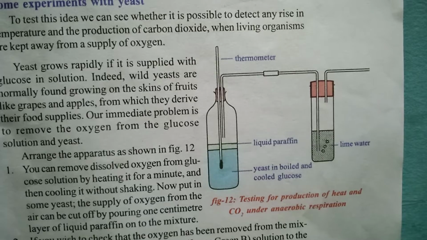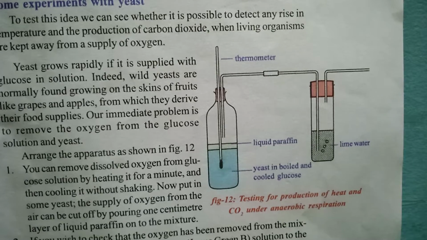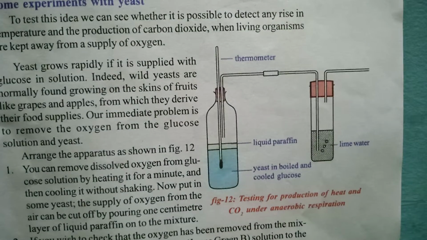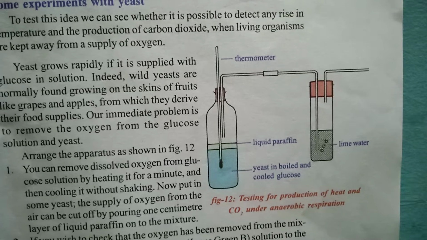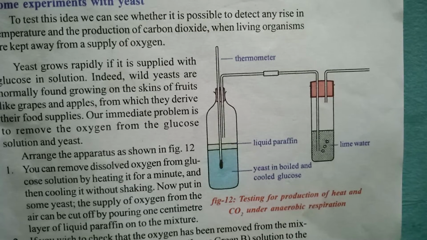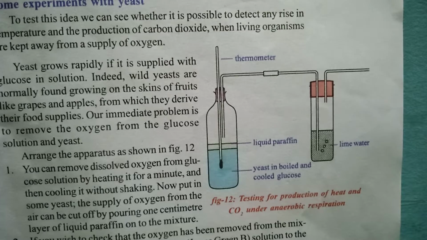We need to take what? A glass bottle, a two hole rubber cork, a thermometer, a delivery tube, and a test tube which is having indicator solution, that is lime water. Now I am telling you the liquids and organisms needed for this activity. We need glucose solution, liquid paraffin, Janus green B, and the indicator solution is lime water.